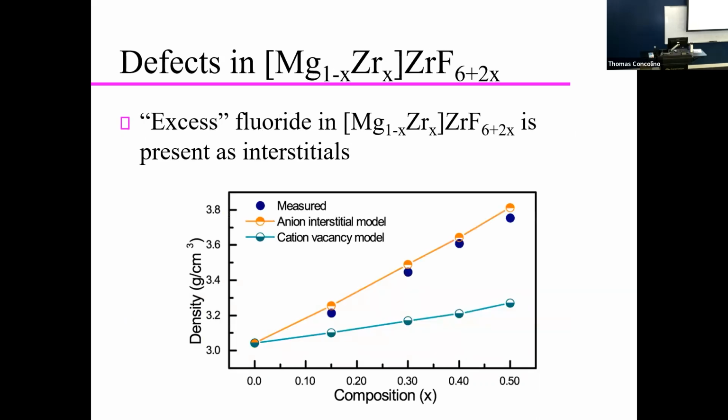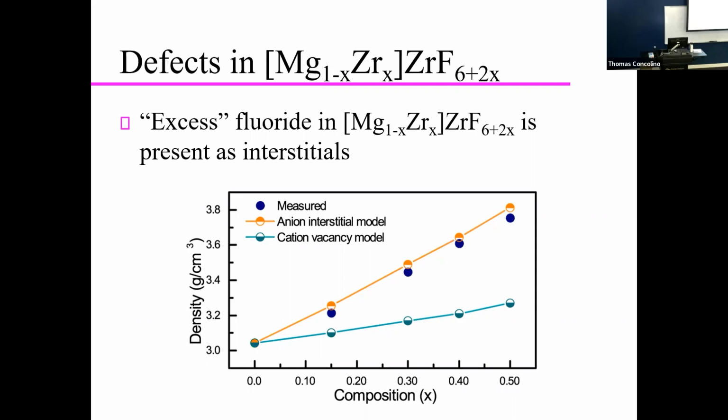Well, we looked at lots of systems. The one where we had most success was magnesium zirconium fluoride. You take as your parent stoichiometric MgZrF₃. You replace some of the magnesium by zirconium 4+ to keep charge balance. You need extra fluoride, 2x. So that's our extra fluoride dialed in.